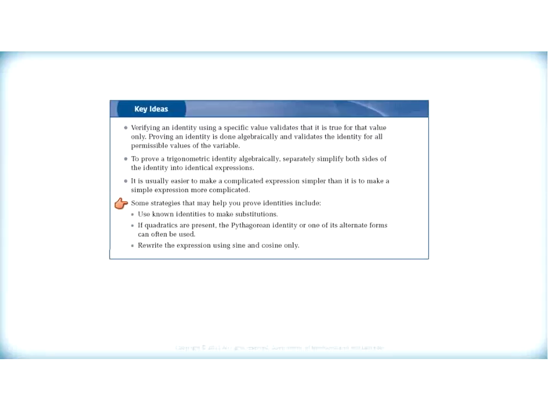Some of the strategies that may help, and we did most of these, we use known identities to make substitutions. We did a lot of that. If quadratics are present, the Pythagorean identity or one of its alternate forms can often be used. And you can rewrite the expression using sine and cosine only. We did a lot of that. Okay, that ends this lesson.